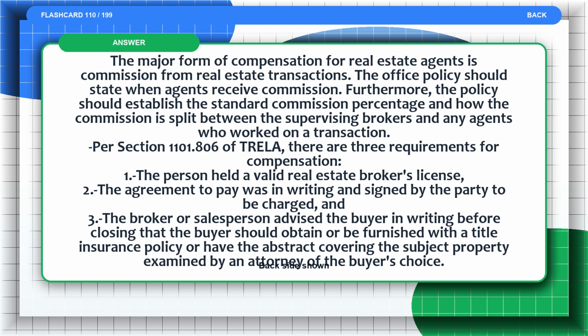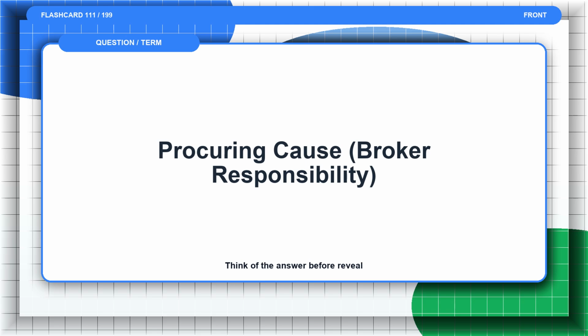Per Section 1101.806 of TREC, there are 3 requirements for compensation. 1. The person held a valid real estate broker's license. 2. The agreement to pay was in writing and signed by the party to be charged. And 3. The broker or salesperson advised the buyer in writing before closing that the buyer should obtain or be furnished with a title insurance policy or have the abstract covering the subject property examined by an attorney of the buyer's choice. Flashcard 111. Procuring cause broker responsibility.